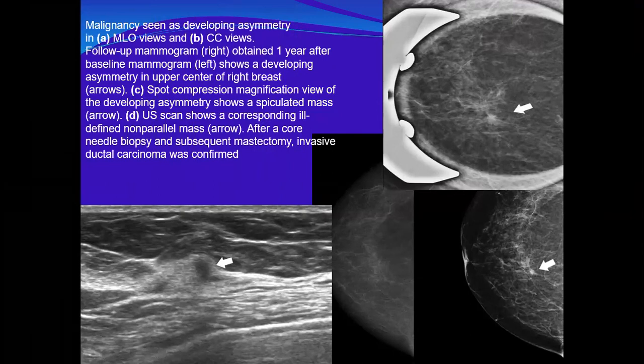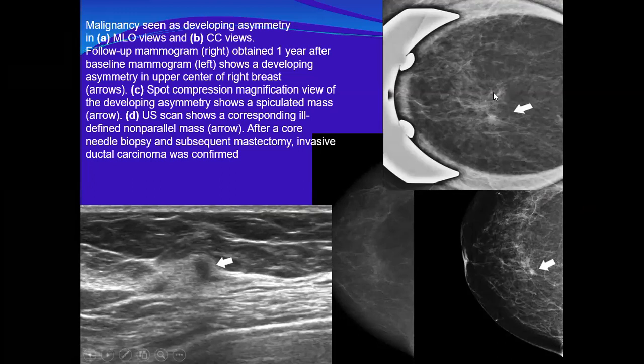Look how they picked the cancer very early. One year after a baseline. That is a baseline showing developing asymmetry in the upper central of the right breast. The spot magnification of the developing asymmetry, as you described, demonstrates a speculated mass.